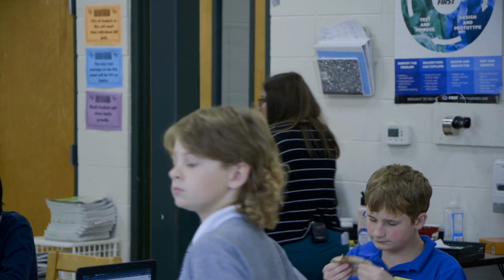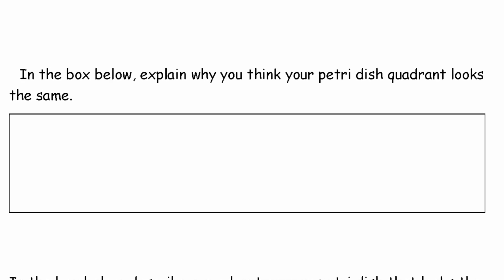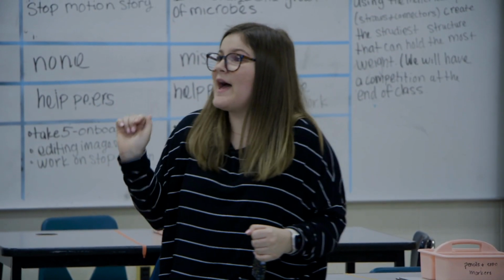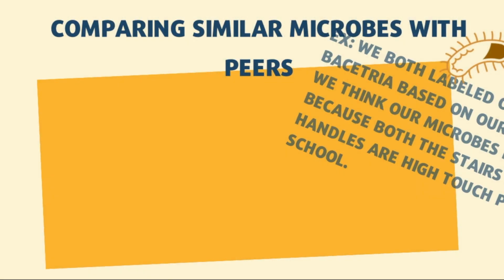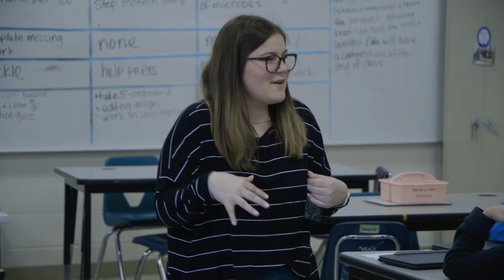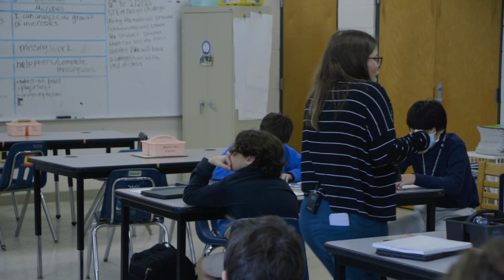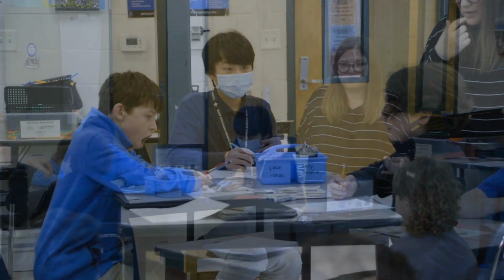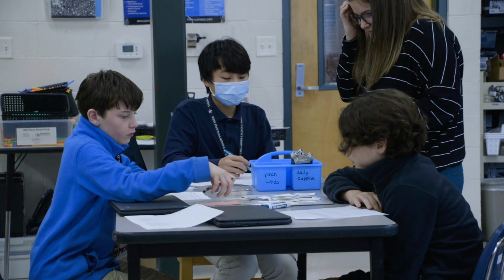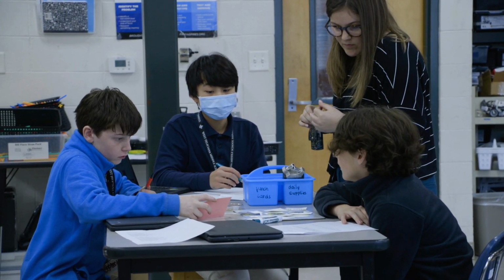For this next one, we want to explain why you think they look the same. I've got an example up there on my PowerPoint. It says we both labeled our microbes as bacteria. We think our microbes look similar because both the stairs and the doors are high-touch places in the school. So y'all give me a reason, make a claim, and justify why you think they look the same. Which 2 were y'all similar to? The cafeteria bench and the water fountain.